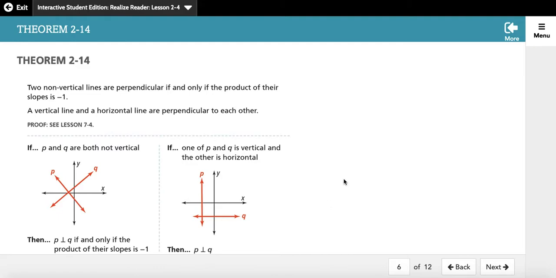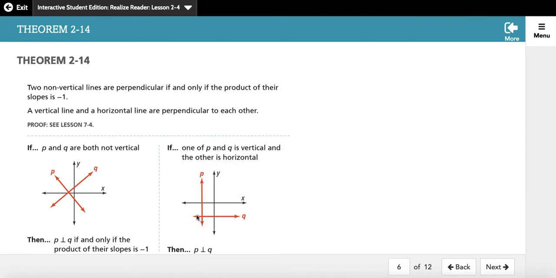Theorem 2-14. Two non-vertical lines are perpendicular if and only if the product of their slopes is -1. You may recall that from algebra, even though in some years that topic is barely touched upon. So it turns out if you take the two slopes of perpendicular lines and multiply them together, you'll come out to -1, except for this one special case.